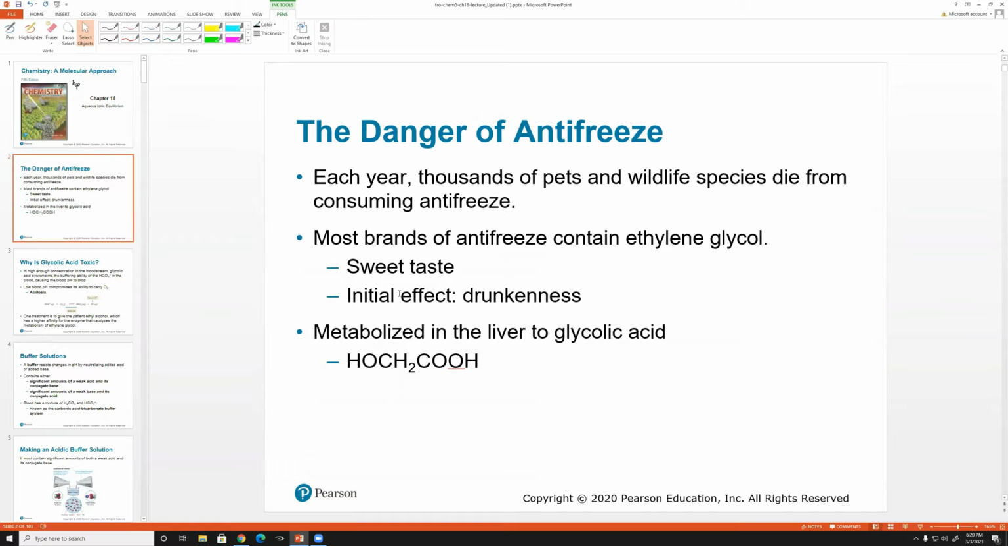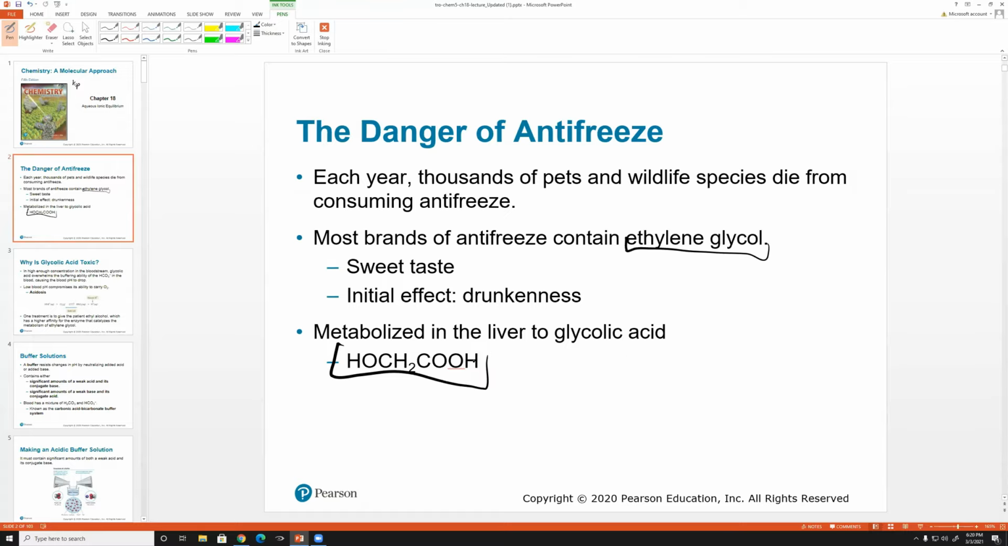So what's going on here? We'll start off with an example. Each year, thousands of pets and wildlife species die of consuming antifreeze. Antifreeze contains ethylene glycol, which is very toxic, because it can be metabolized to form glycolic acid. And this is glycolic acid. It's a weak acid, obviously, right? It's a weak acid that is metabolized by your liver.